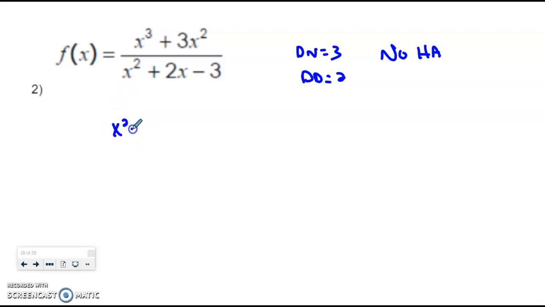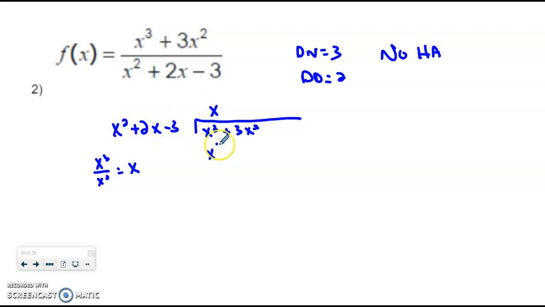So I'm going to look at x squared plus 2x minus 3 going into x cubed plus 3x squared. First, I take x cubed and divide it by x squared. I know that's x. So I take x times x squared plus 2x minus 3, and I get x cubed plus 2x squared minus 3x. And I'm subtracting those quantities. x cubed minus x cubed is 0. 3x squared minus 2x squared is x squared, minus negative 3x.